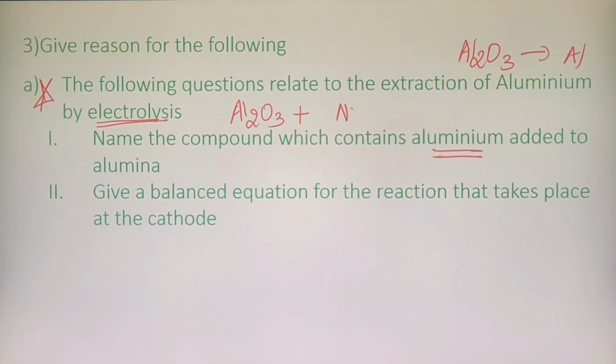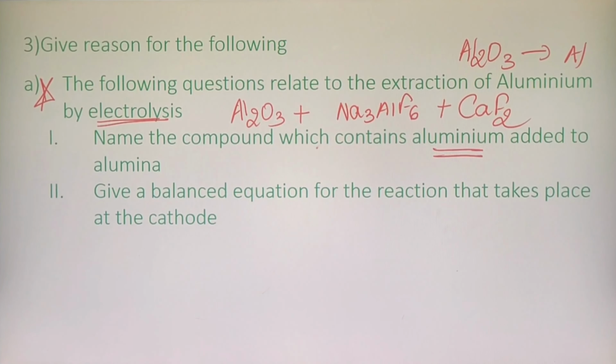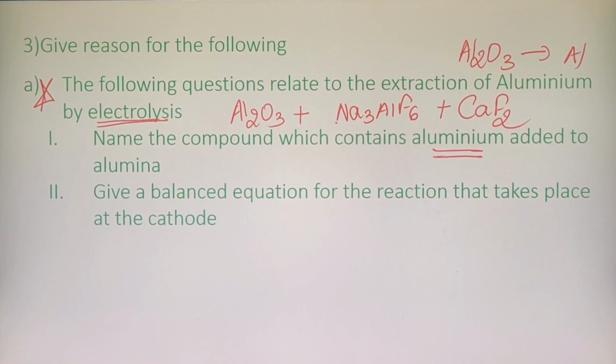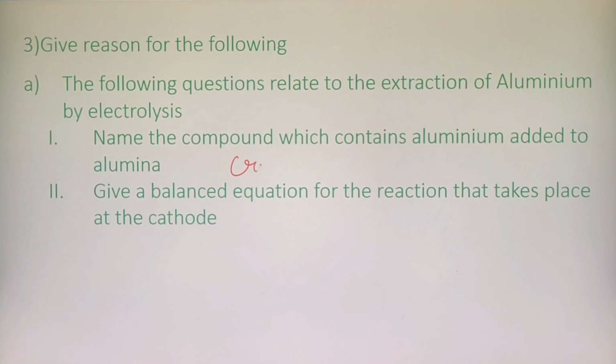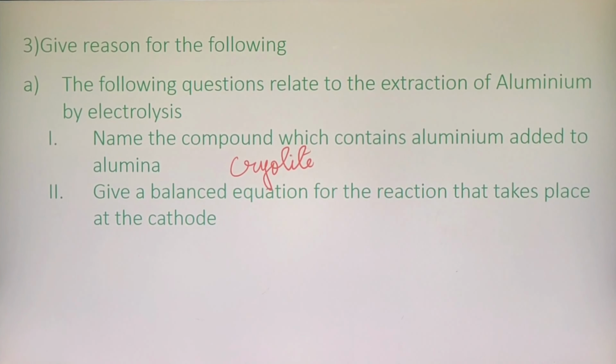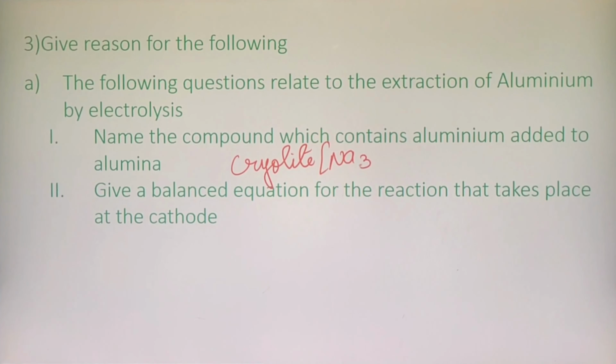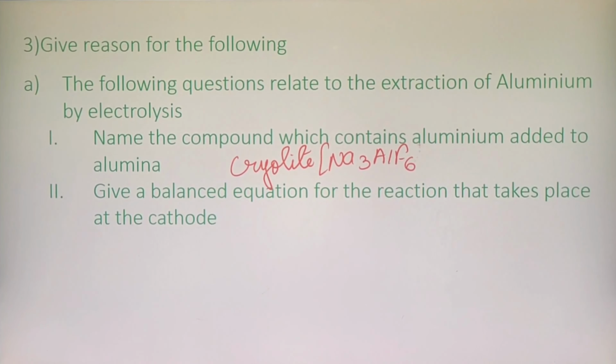So here the question is: name the compound which contains aluminium, apart from alumina. We know alumina already has aluminium. Which is the other compound which has aluminium in it? The answer here will be cryolite. What is cryolite, children? Cryolite is nothing but Na3AlF6. So the answer will be cryolite. This is the other compound which, apart from alumina, has aluminium in it.